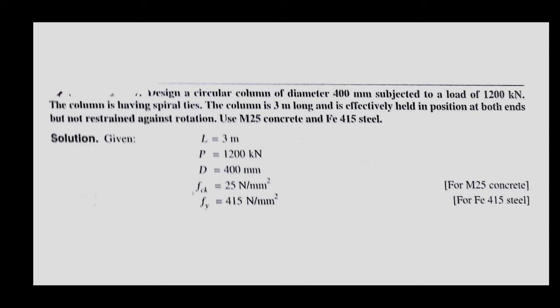So, what is given in the question? The length of the column, capital L, is 3 meter. Axial load, capital P, is 1200 kilonewton.